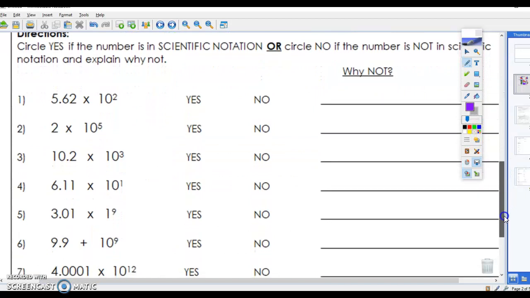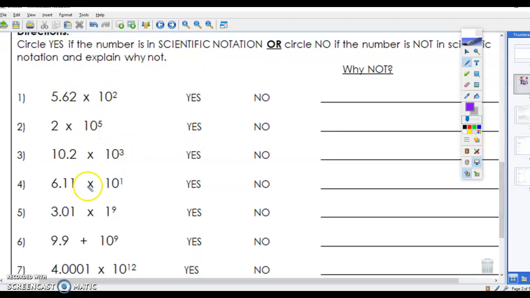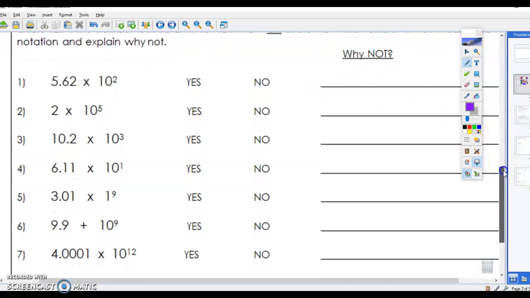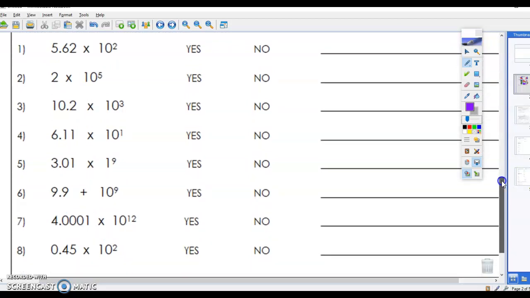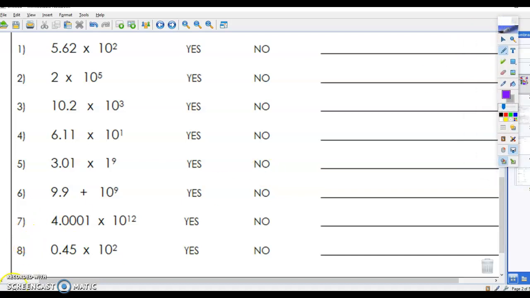So now you're going to circle yes if you think these are in scientific notation, or no if the number is not in scientific notation, and tell me why over here. I'm going to give you some time to figure out your answer. I believe there are 4 no's as a little hint. See what you can do there.